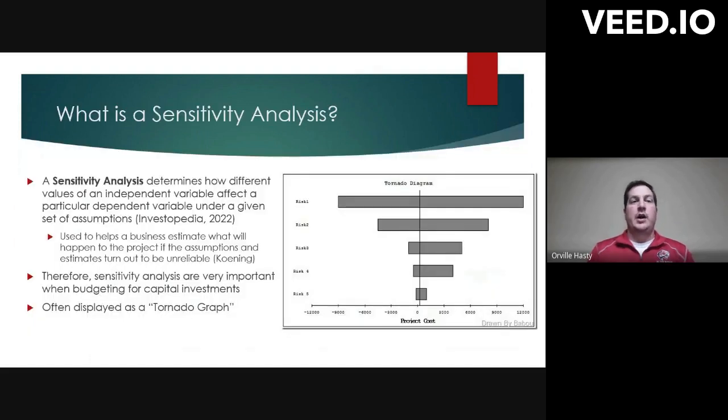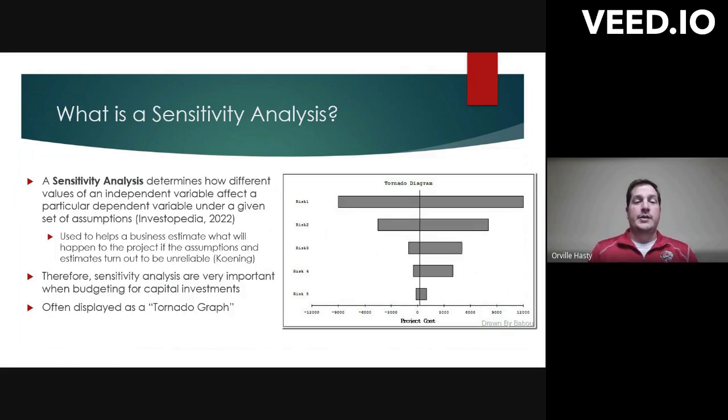Jumping right into this, what is a sensitivity analysis? Our more technical definition from Investopedia here: a sensitivity analysis is used to determine how different values of an independent variable affect a particular dependent variable under a given set of assumptions. To put that into more useful words, it's used to help businesses estimate what will happen to a project if the assumptions and estimates turn out to be unreliable, whether it's faulty data or things in the marketplace change. We've seen a lot of that here recently with supply chain issues and things like that.